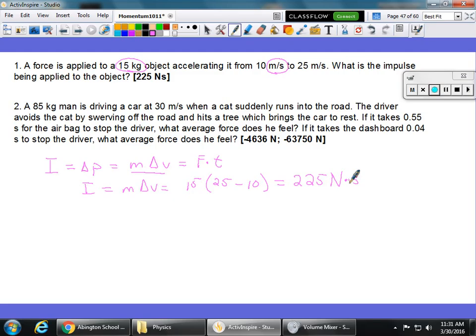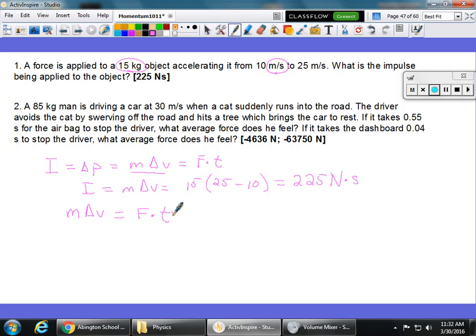Part two, we're using the same principle. An 85 kilogram man is driving his car at 30 meters per second. It's going to hit a tree and come to a rest. You're given an amount of time and asked to find the force. So we're going to have to do two things here. We're going to have to calculate the impulse using mass and change in velocity. And we're going to have to say that that is equal to the force times the time, because it's asking us to calculate the force in a given amount of time.